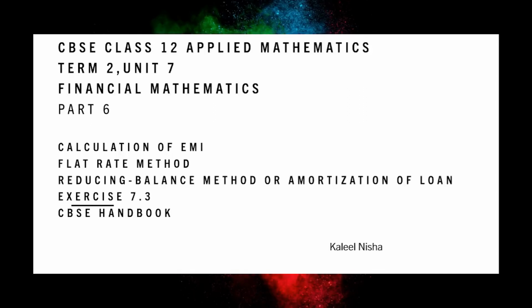Hello dear students, in this video I'll continue with the 7th unit Financial Mathematics. Here we will see the calculation of EMI, which is equated monthly installments, using two methods. The first one is flat rate method and the second one is reducing balance method. I'll also solve the questions from exercise 7.3 of CBSE Handbook.